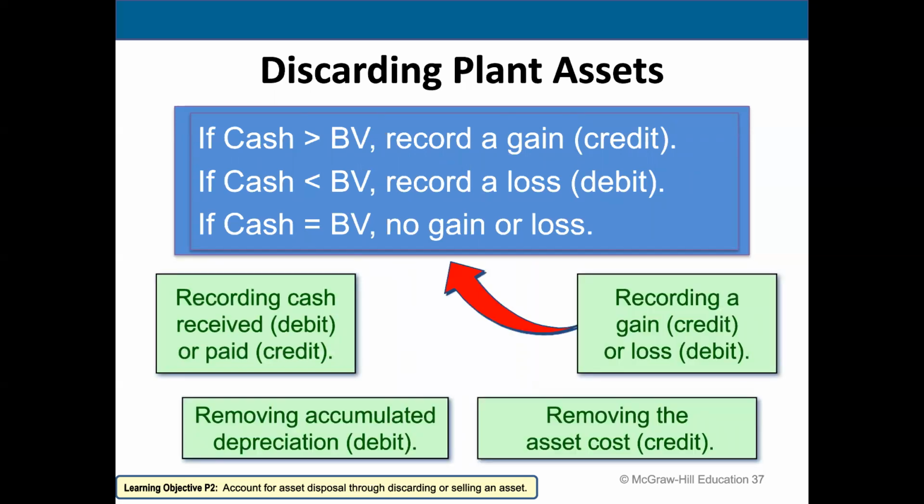So another way of looking at it is, if the amount of cash we receive is greater than our book value, we're going to have a gain. If the cash we receive is less than the book value, then we'll have a loss. And if the cash equals the book value, it'll be no gain or no loss. It means we sold it at a break even, I guess you'd call it.